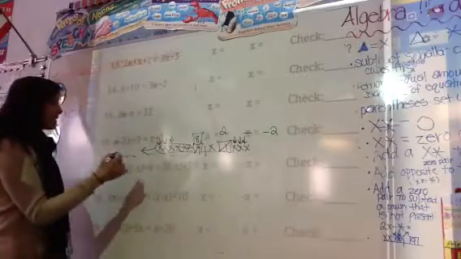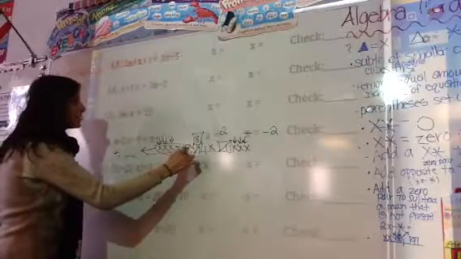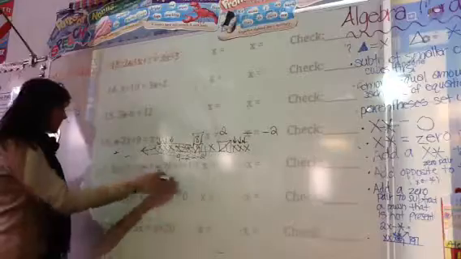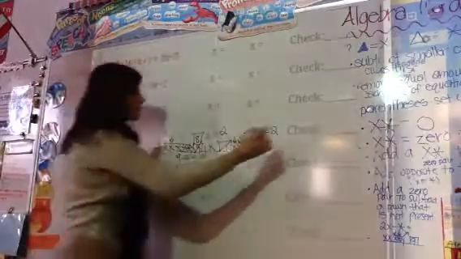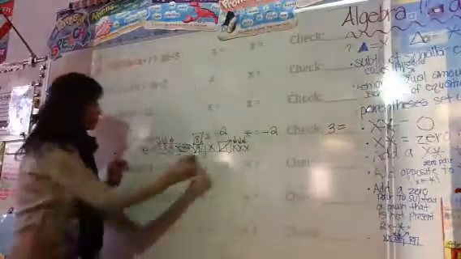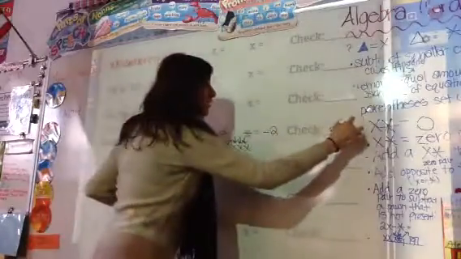Plugging in on my left side, I'm doing 9 minus 2 minus 2 minus 2. So 9 minus 6 equals 3. On your right side, 2 plus 1 equals 3.